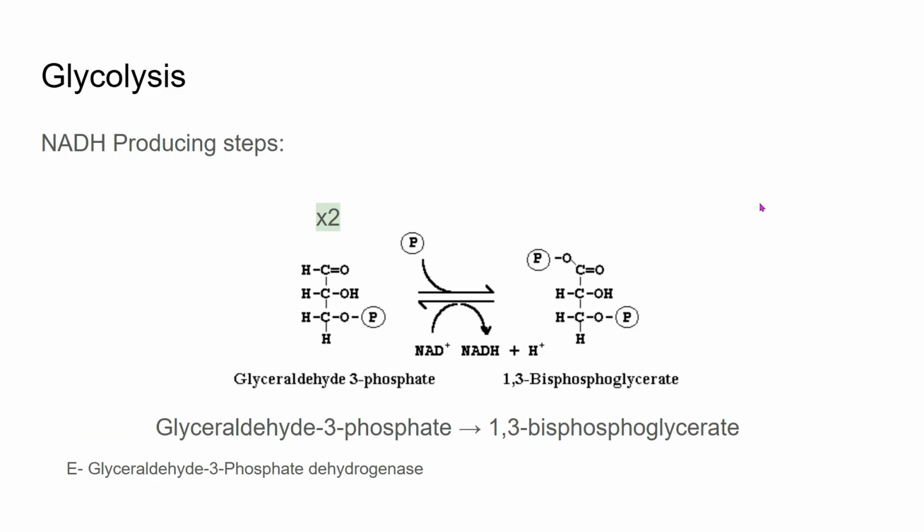Next up, we have the NADH producing steps. There is only one of these in glycolysis, and that is glyceraldehyde 3-phosphate to 1,3-bisphosphoglycerate. And that is catalyzed by glyceraldehyde 3-phosphate dehydrogenase.